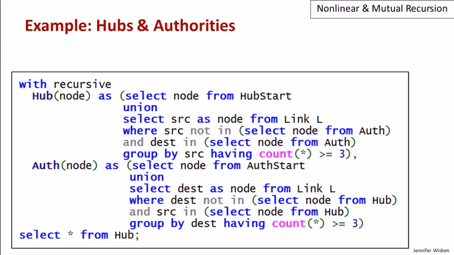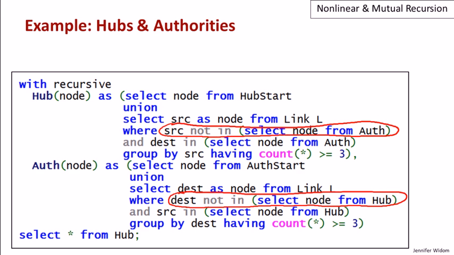So here's the query, and by the way, just a reminder that you can download these queries from our website, even though you can't run them at this point in time. The difference in this query from the previous one is one additional condition in the definition of hubs, right here, saying I'm not going to add a source node to the hubs if it's already in the authorities. And similarly, I've added one more condition here in authorities that I'm not going to add a node to authorities if it's already a hub.